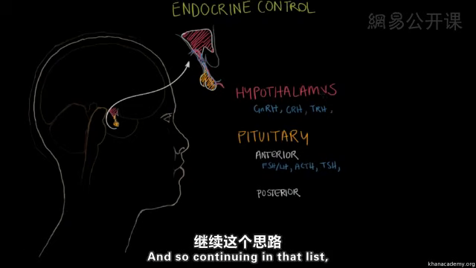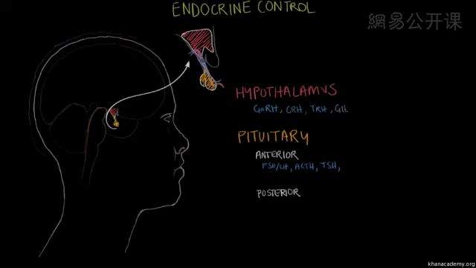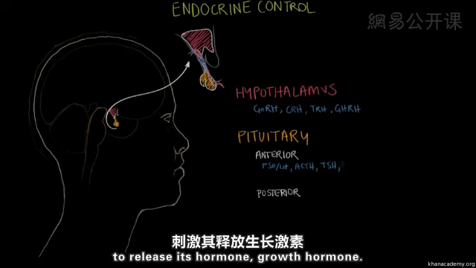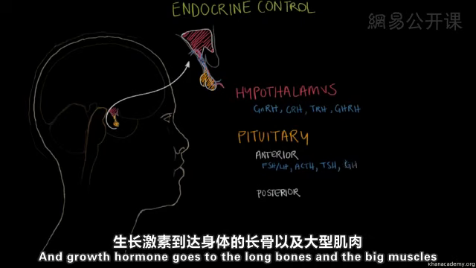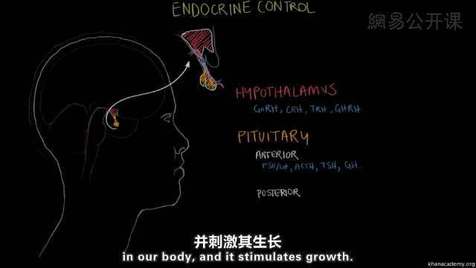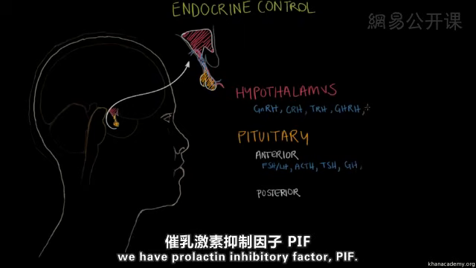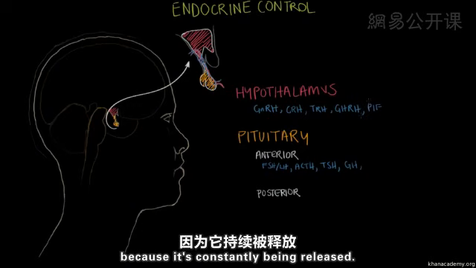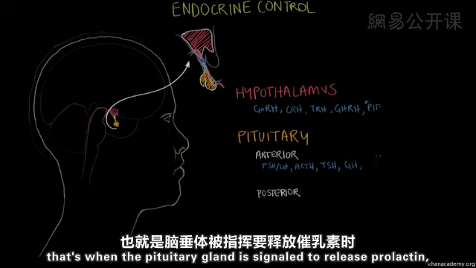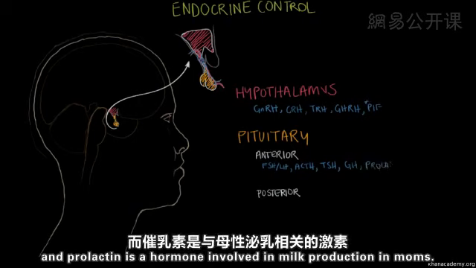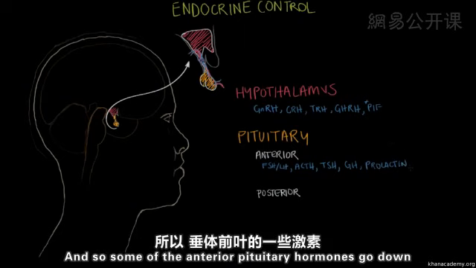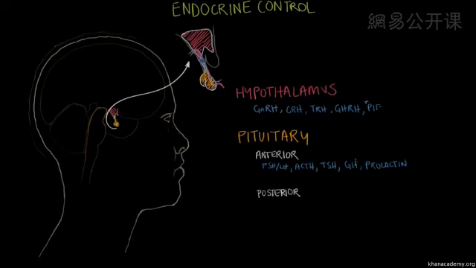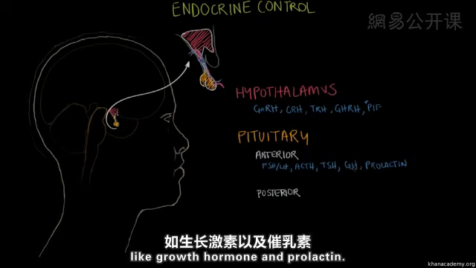And so, continuing in that list, you have growth hormone releasing hormone. And growth hormone releasing hormone is the hypothalamus' signal to the pituitary gland to release its hormone, growth hormone. And growth hormone goes to the long bones and the big muscles in our body, and it stimulates growth. And then last but not least, we have prolactin inhibitory factor, PIF. And prolactin inhibitory factor is a little bit different because it's constantly being released, and when it stops being released, that's when the pituitary gland is signaled to release prolactin. And prolactin is a hormone involved in milk production in moms. And so some of the anterior pituitary hormones go down and directly stimulate other endocrine glands like FSH and LH, but some of the anterior pituitary hormones directly affect parts of the body like growth hormone and prolactin.